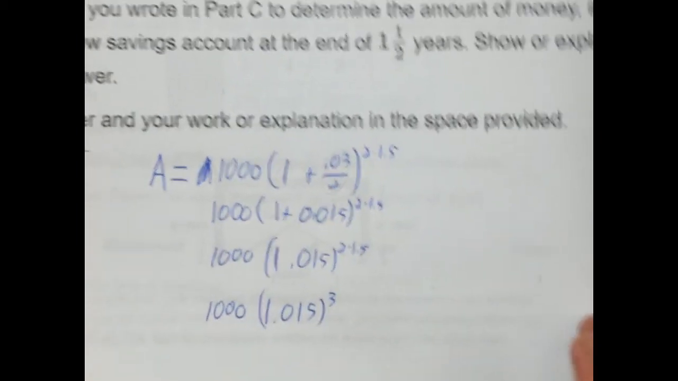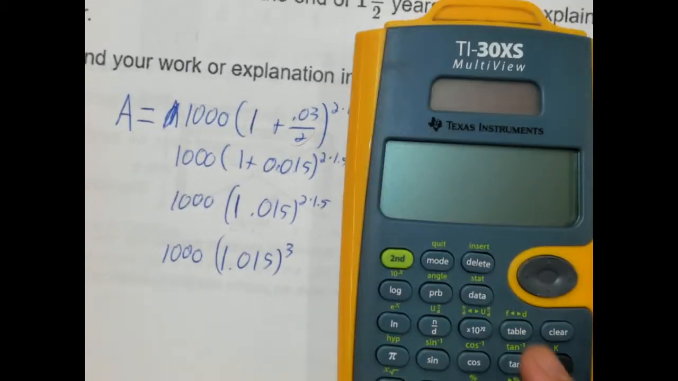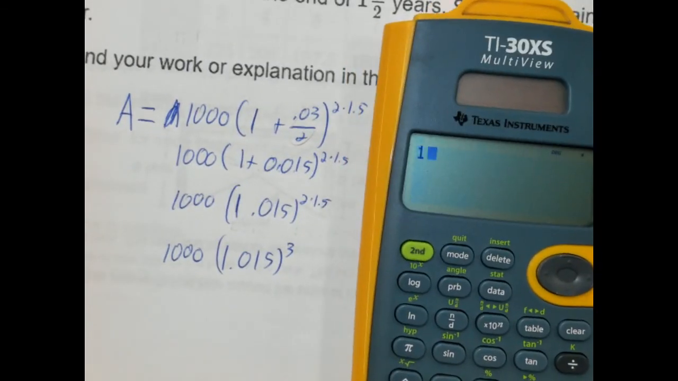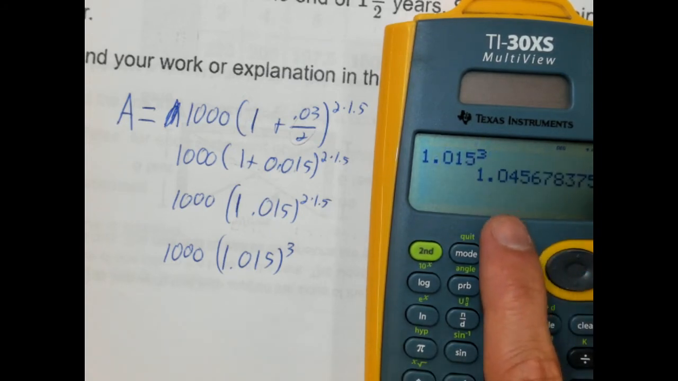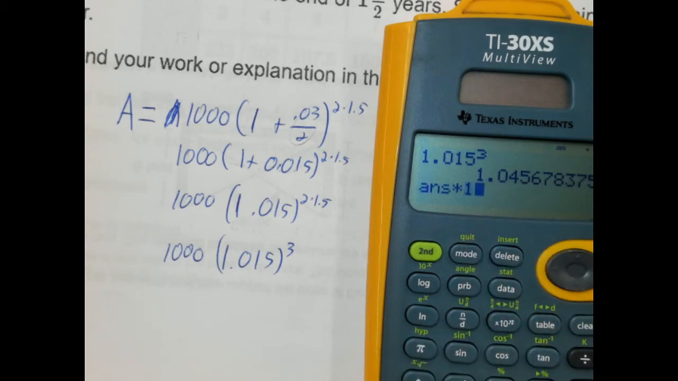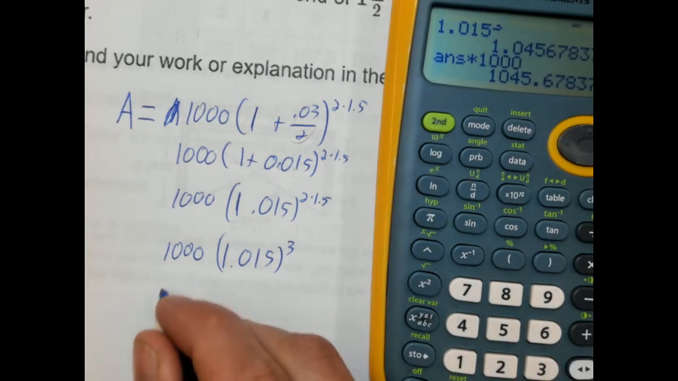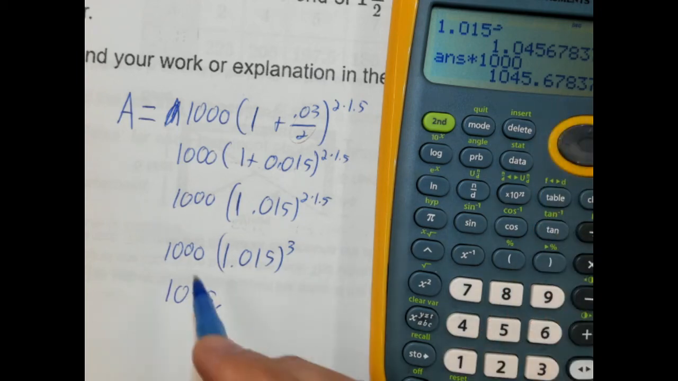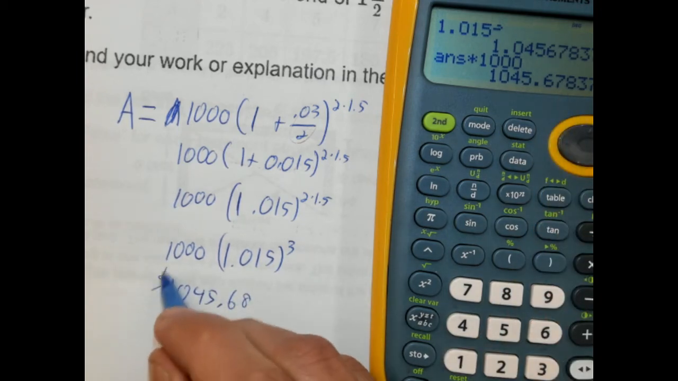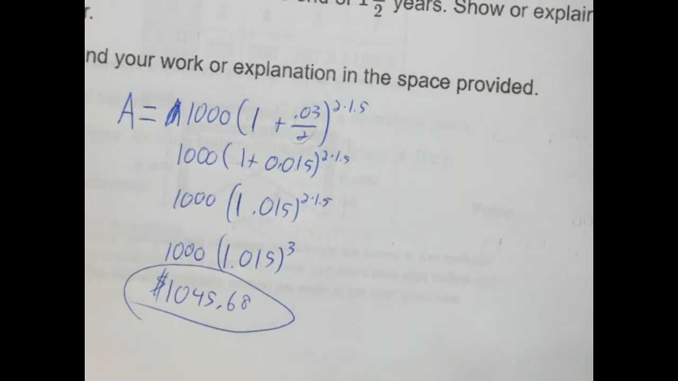Okay, so now this is where I'd use the calculator on the test, because I don't want to do that by hand at all. So I'm just going to use this calculator so you guys can see. And raise that to the 3rd power. So we get that weird number. We're going to multiply that by 1,000. Okay, so we're going to get $1,045.68, rounded to the nearest cent. And that's it. Okay, pretty straightforward.